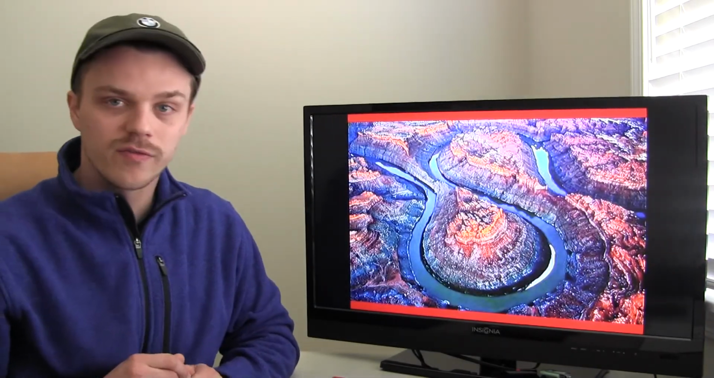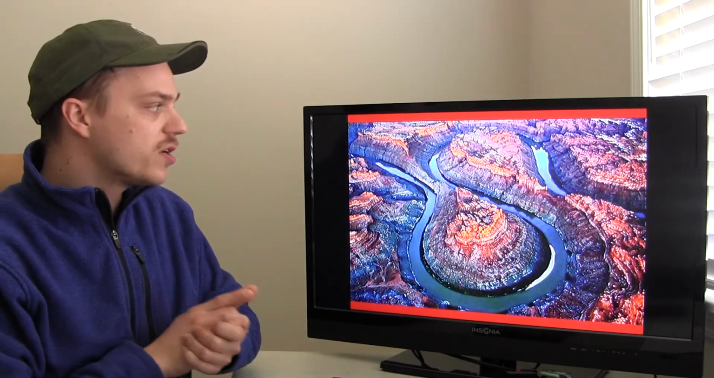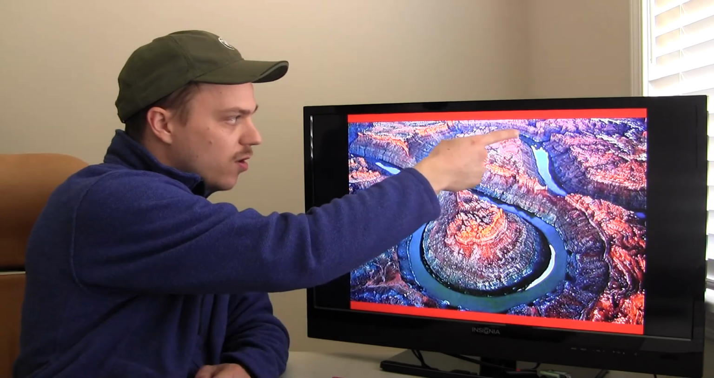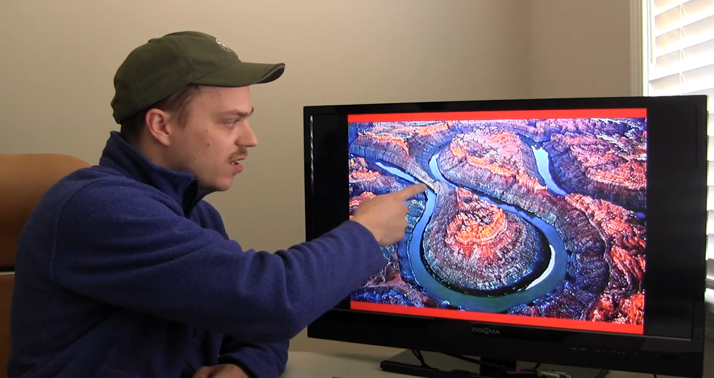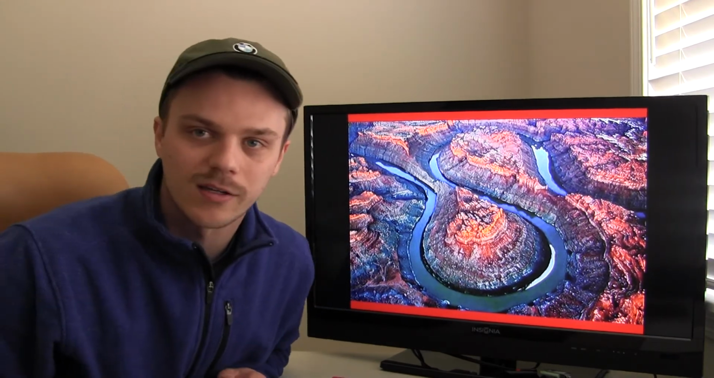So this is a picture of the Grand Canyon, and you can see that eventually we're going to be having a cutoff here where this river flows around through here. It's going to end up cutting through here, and this will become a dried up oxbow lake.